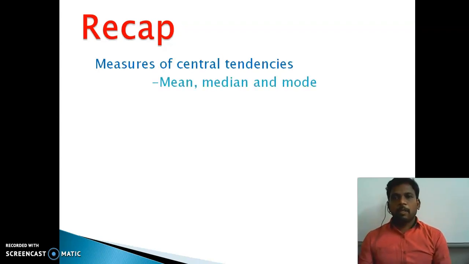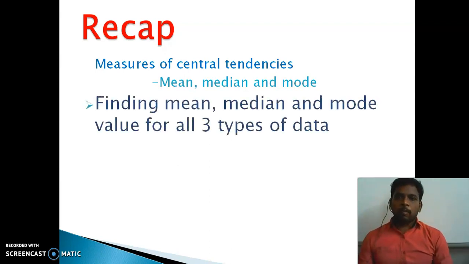Our main topic is measures of central tendencies. Under that we have seen what is mean, median and mode, everything. First, we saw finding the mean, median and mode directly through the formula. In the given data everything is there, and we find the mean, median and mode with the help of the formulas, 3 different formulas according to the data.